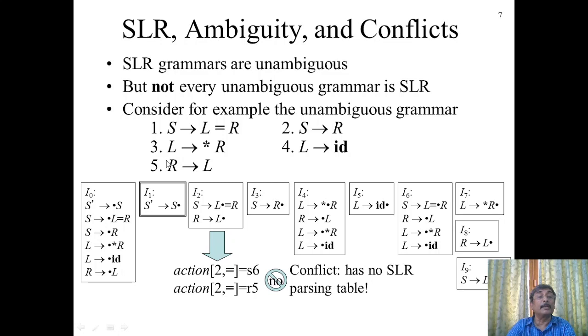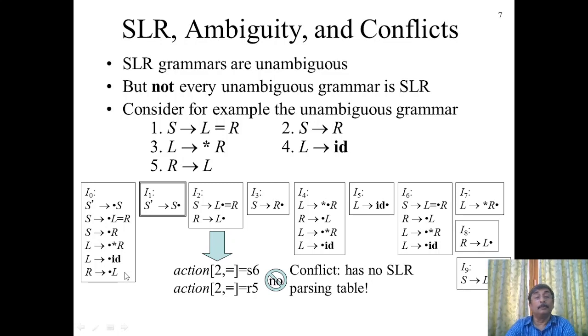So there are two rules again. L produces dot star R and L produces dot ID. Also, this dot precedes some R. Therefore, all rules which involve R at the left hand side must be included here. So R produces dot L is also included here. That is the closure of the set I0.